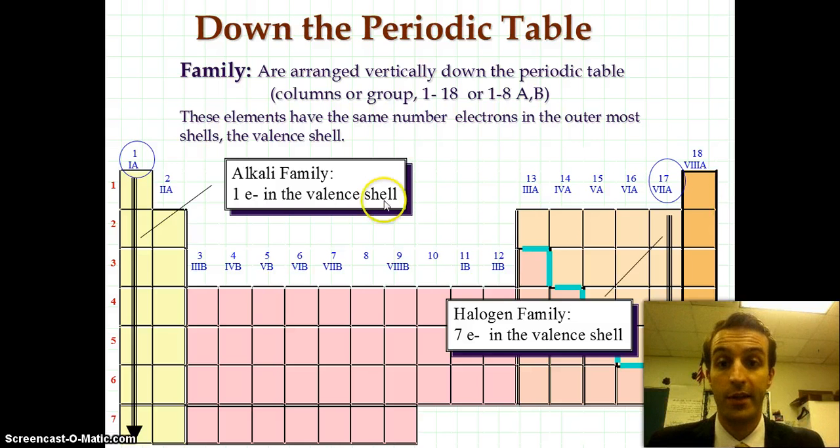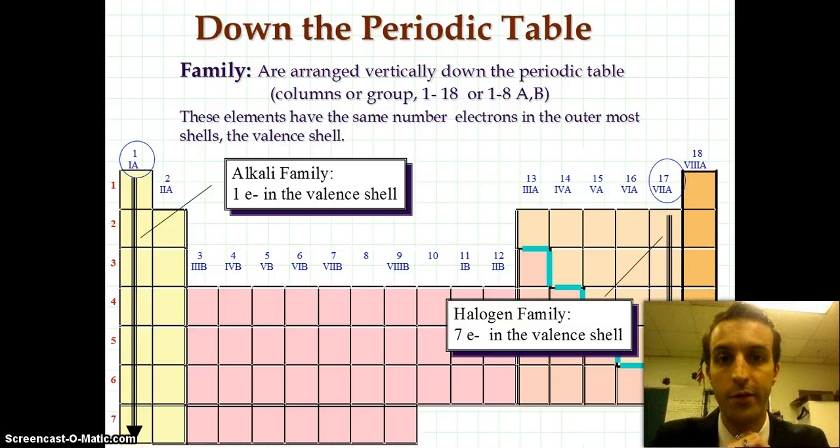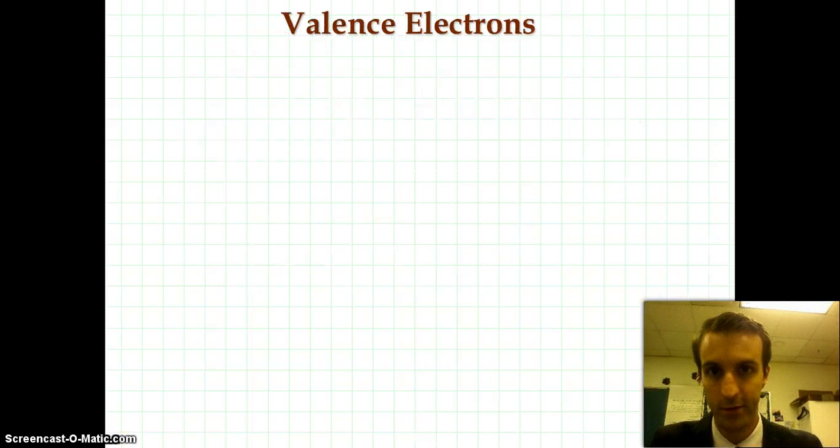That is to be contrasted with the columns, groups or families as they're called. As you go down the periodic table, recall that means you have the same number of valence electrons. If you're in group 1A over here, you have 1 valence electron. Group 2A over here, 2 valence electrons. All the way over here to group 8A with 8 valence electrons. Remember, if you're in the same group, you have the same number of valence electrons.